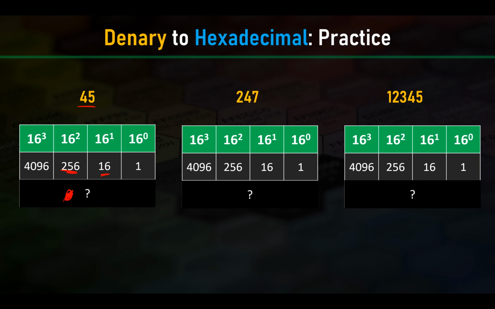How many times can we wholly divide 45 by 16? I think that's going to be 2, because if we try to divide it 3 times, 3 times 16 is 48, whereas 2 times 16 is 32. That gives us 13 remaining. For 13, A is 10, B is 11, C is 12, therefore D is going to be 13.